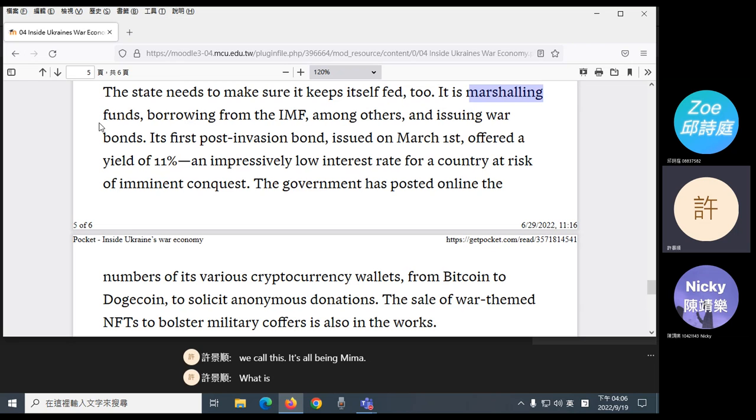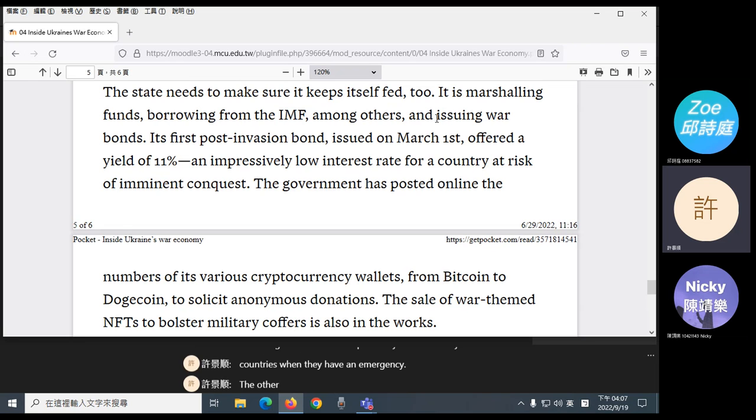What is it gathering? Money. Funds means money. And it's doing it in two ways. Borrowing from the IMF, among others. So borrowing from many different places, including the IMF. What is the IMF? Do you guys know? The International Monetary Fund. 国际货币基金. It's an organization created specifically to lend money to countries when they have an emergency.